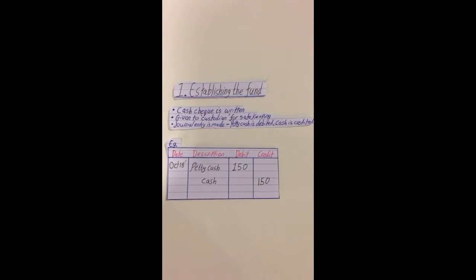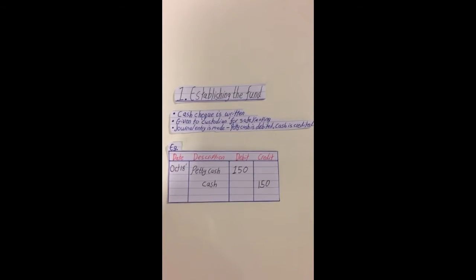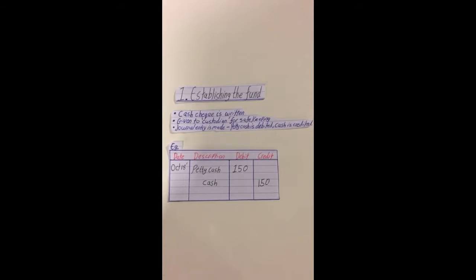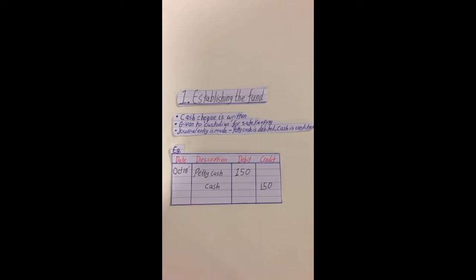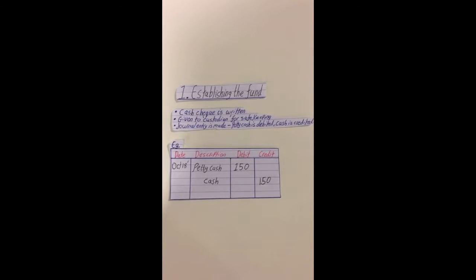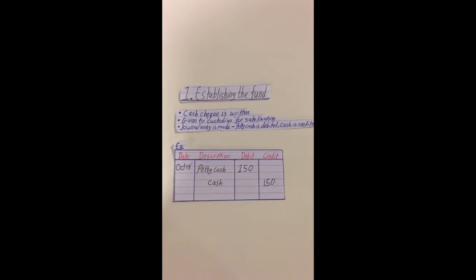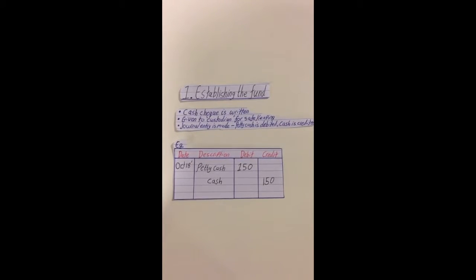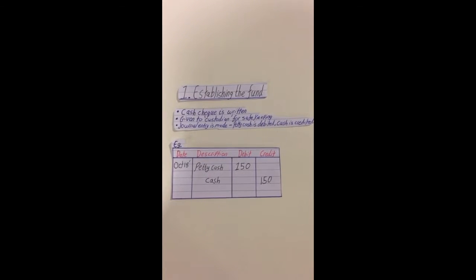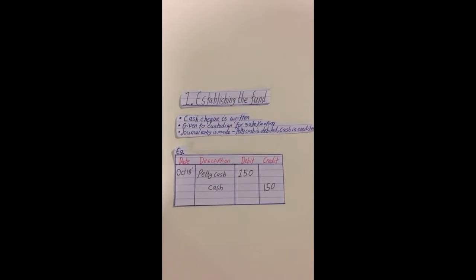To establish the fund, a cash check is written for a specific amount that the business believes it will use. This is then given to a custodian, who is a designated employee that safeguards it as an important internal control method, as it is only accessible to them. A journal entry is then made to establish the fund, whereby petty cash is debited and cash is credited, meaning that there are no changes to the company's assets. However, the fund has now been created.